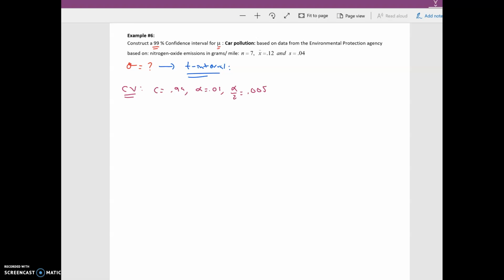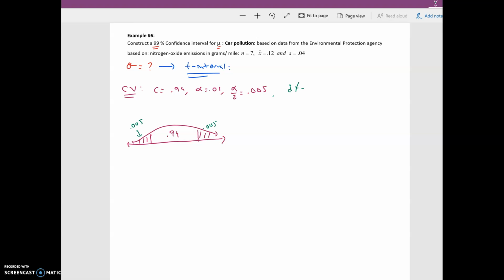And as we create the sketch of this one, you're basically looking at the following. So this portion is 0.99. Each of the tails actually has 0.005 area and 0.005 area.